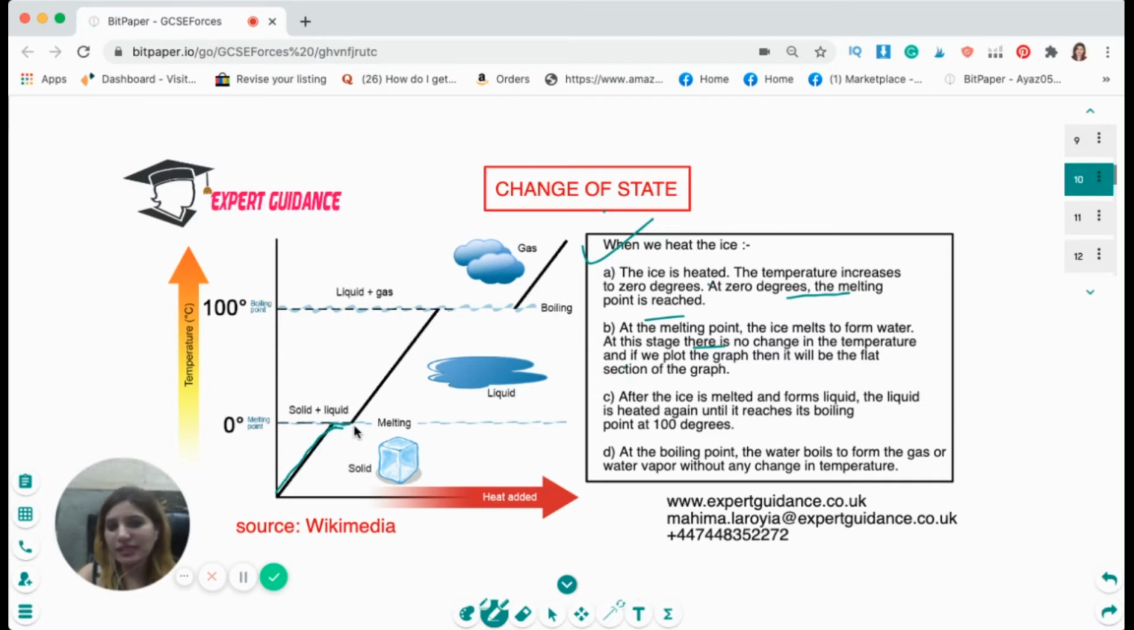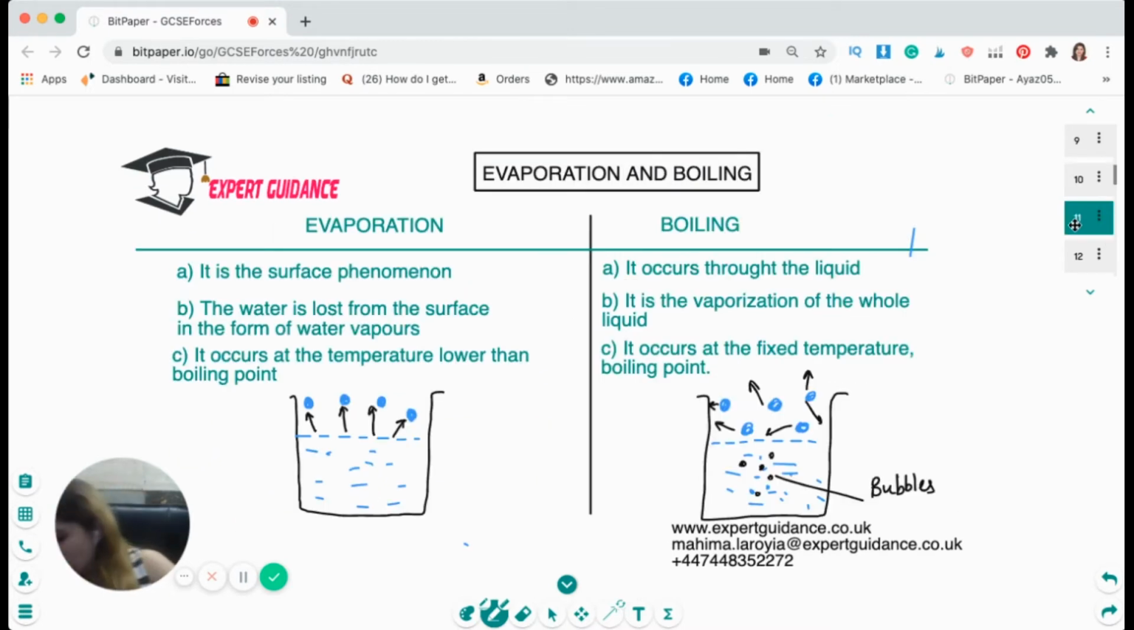After the ice is melted and forms a liquid, the liquid is heated again until it reaches its boiling point, which is 100 degrees. And at the boiling point, the water boils to form a gas or water vapor without the change in temperature. Okay, so this explanation of the heating curve you should understand, and you should be able to write it if it is asked in the exam.